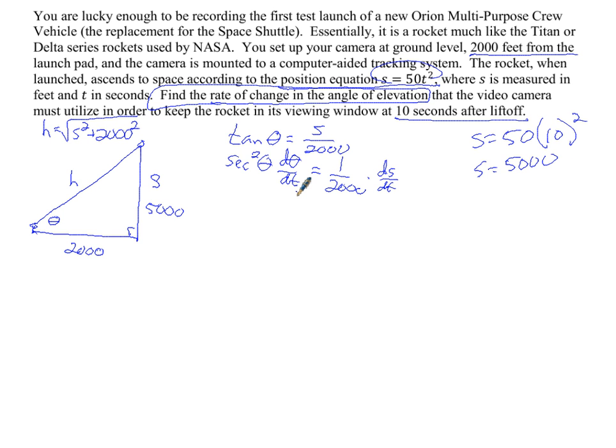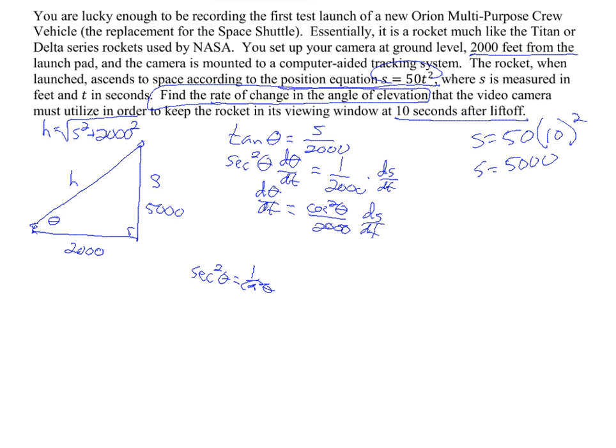So divide by secant squared theta, but what is secant squared theta? Use an identity. What is secant? 1 over cosine. So this is actually 1 over cosine squared theta. So instead of dividing by secant, let's multiply both sides by cosine squared theta. And now we have d theta over dt equals cosine squared theta over 2,000 times ds over dt.